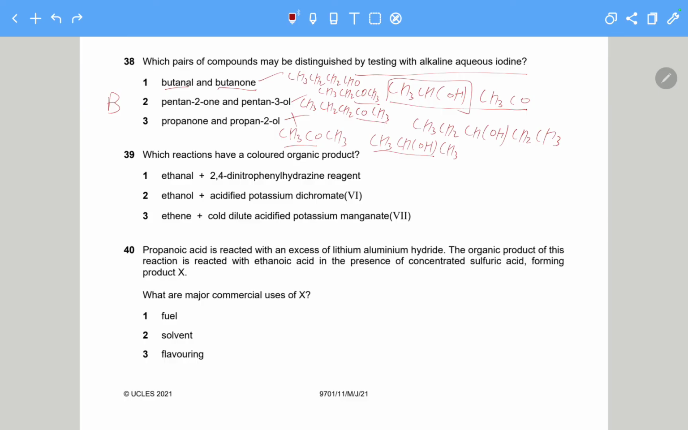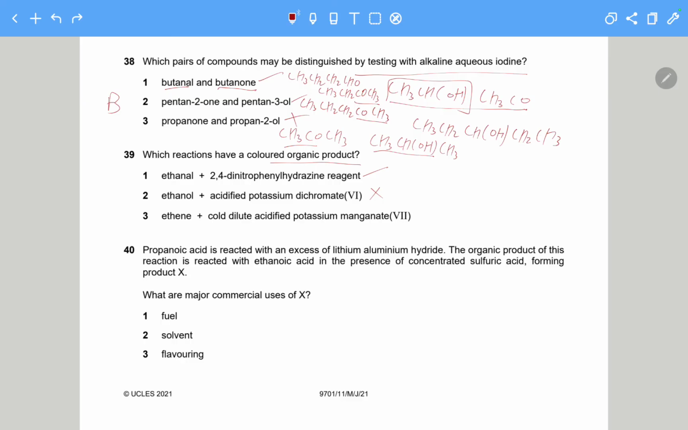Then question 39, which reactions have a colored organic product? Remember, it's asking for colored organic product, not just colored product. So ethanol plus 2,4-dinitrophenylhydrazine. Clearly, the orange precipitate that is formed is a colored organic product. Ethanol plus acidified potassium dichromate. The color will change from orange to green, but that's because the oxidation state of chromium changes, not because a colored organic product is formed. So this is wrong because we don't have a colored organic product.